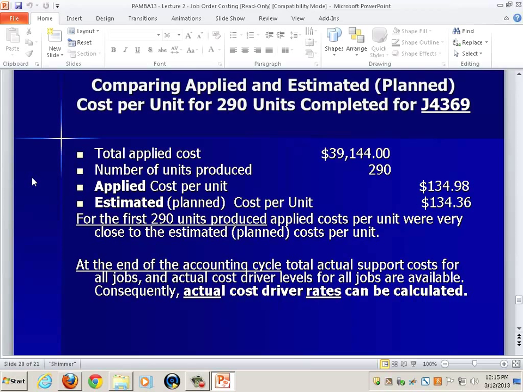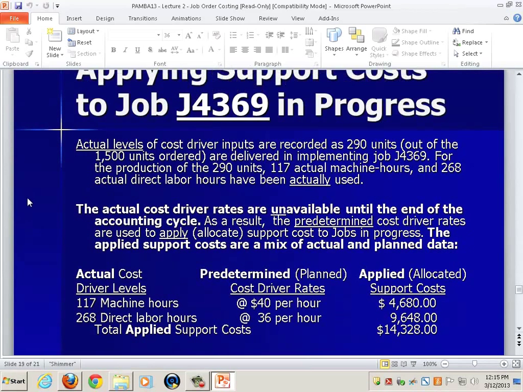You have to use actual quantities, which are the cost driver levels, times actual levels of the cost drivers, 117 machine hours, 268 direct labor hours, times predetermined or planned cost driver rates.